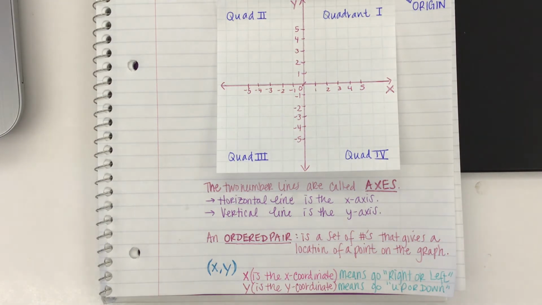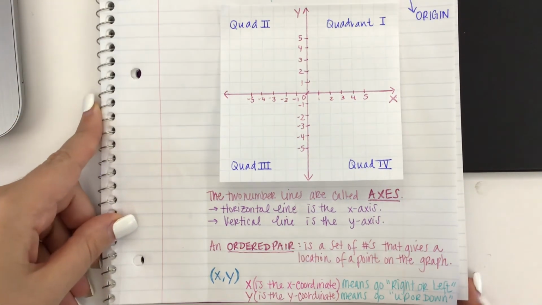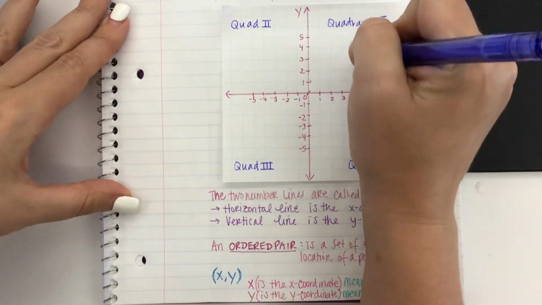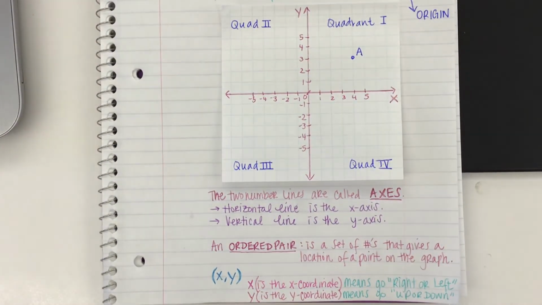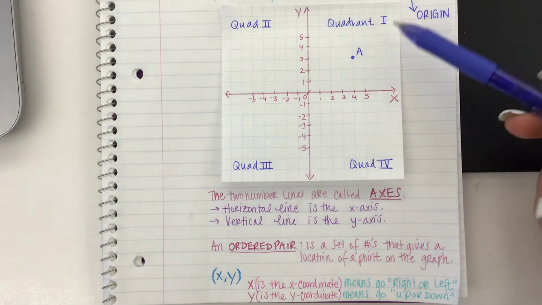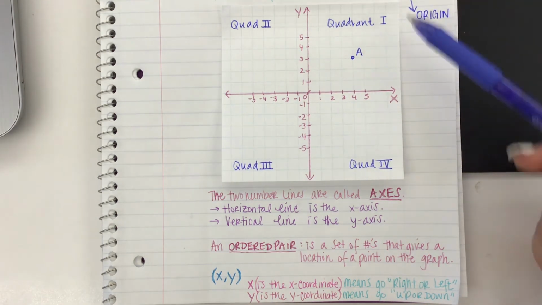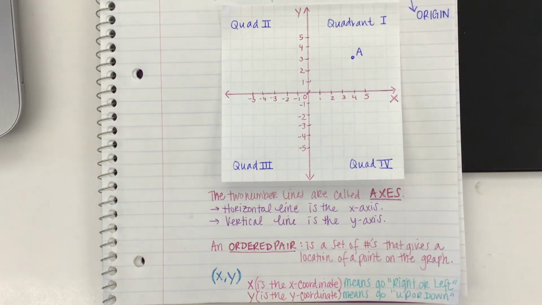All right. So let's say that we have a point right here, point A, okay? How do I know where point A is? What is my ordered pair for point A, okay? Well, first of all, point A is in quadrant 1. Obviously, because I have them labeled, it's kind of easy to tell, but you will have points randomly and your quadrants will not be labeled, and you will need to tell me which quadrant your point is in.